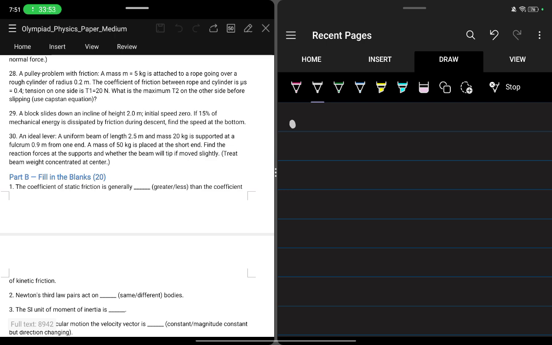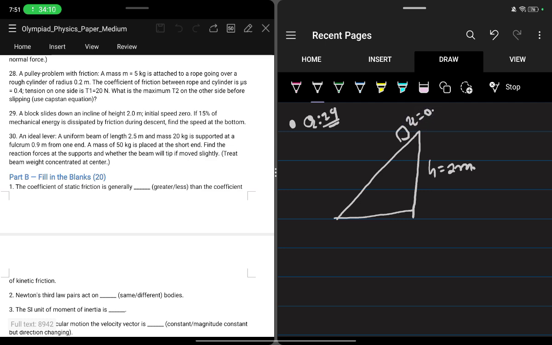Okay, question number 29. A block slides down an incline of height 2 meter. So here height is 2 meter, right? Initial speed is 0. If 15% of mechanical energy is dissipated by friction, find the speed at the bottom. This is the same question as we did before.